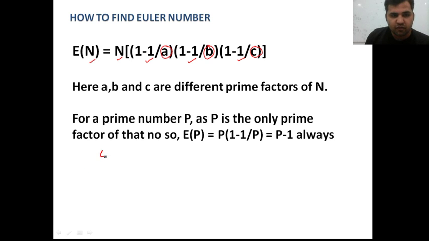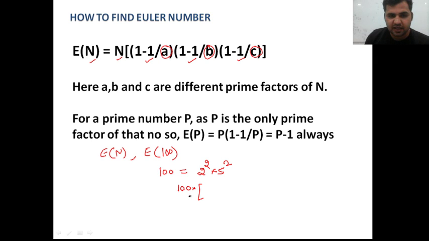For example, if I want to find out the Euler number of 100, you just factorize the 100 first. 100 can be factorized as 2 power 2 into 5 power 2. Now if you want to find out all the numbers which are less than 100 and are co-prime to 100, you will apply this formula.